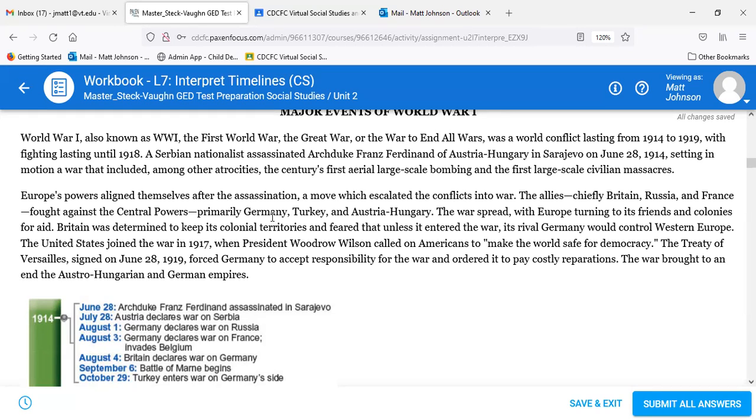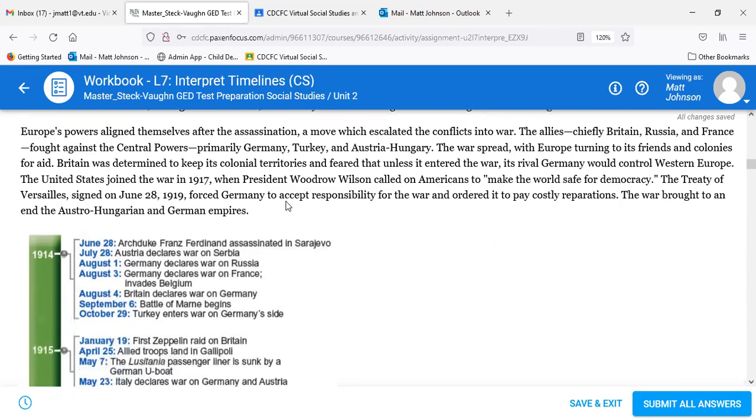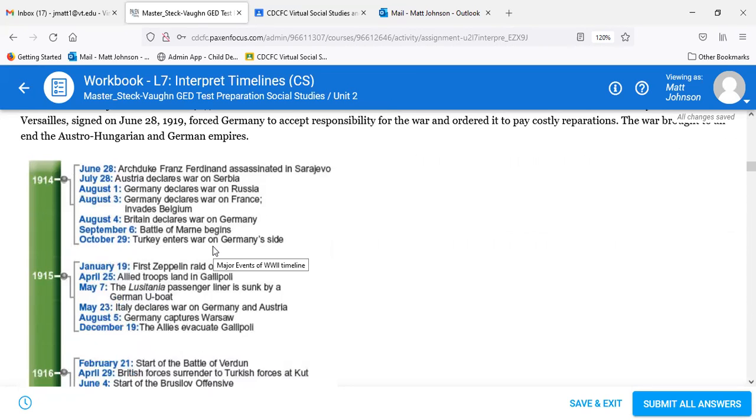Germany is like, oh, you're going to declare war on Austria-Serbia? Well, Germany's going to declare war on Britain. And it just cascaded, right? Until everybody in Europe was involved in this war. So that's kind of what we get into here on the timeline.